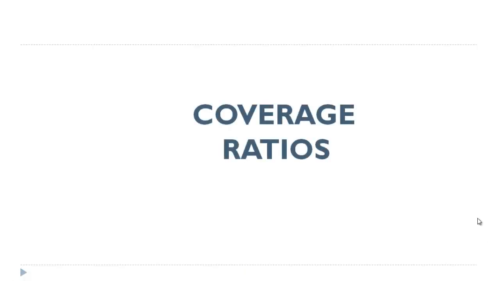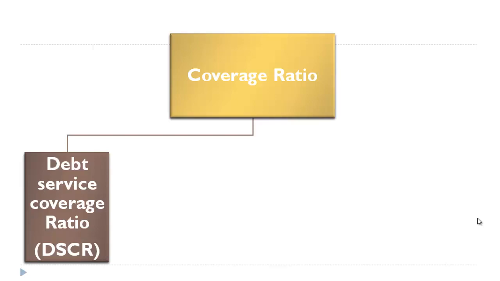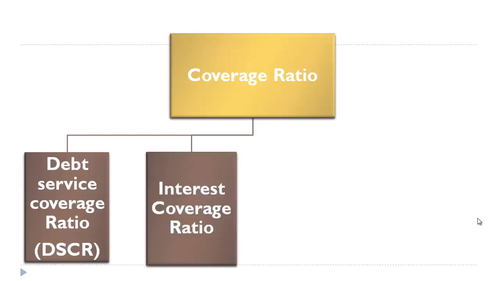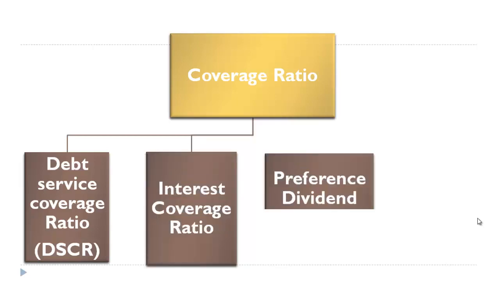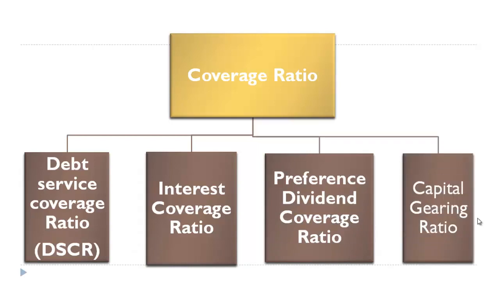Friends, in this session, let us understand what are coverage ratios. Coverage ratios are of four types. The first coverage ratio is debt service coverage ratio. 2 is interest service coverage ratio. 3 is preference dividend coverage ratio. And 4 is capital gearing ratio. All these ratios will be explained in each and every session. In this session, let us focus on this debt service coverage ratio.